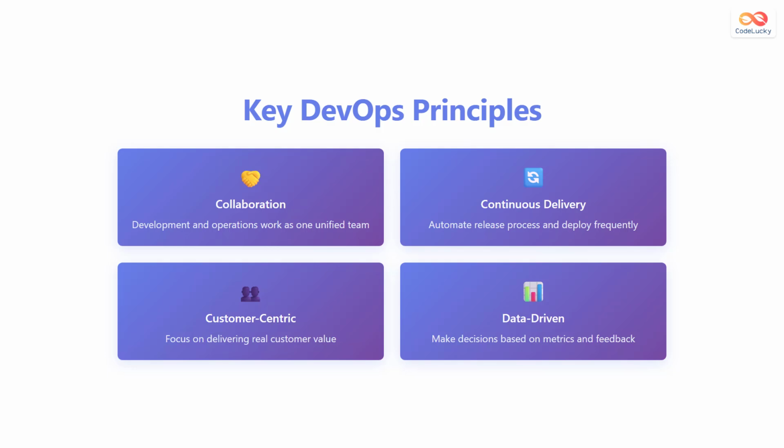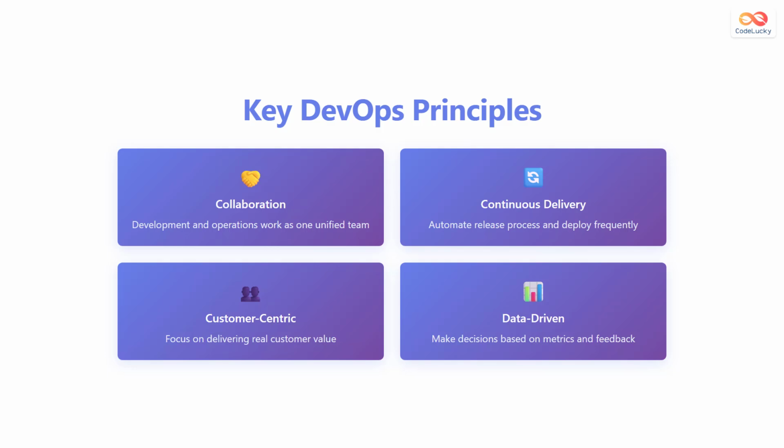DevOps is built on 4 fundamental principles. First is collaboration, where development and operations work as one unified team, breaking down traditional silos. Second is continuous delivery, which focuses on automating the release process and deploying code frequently.